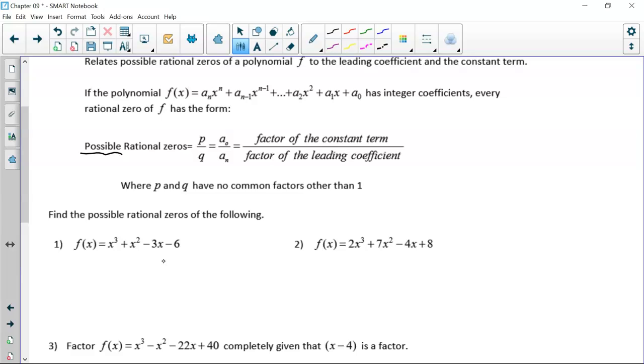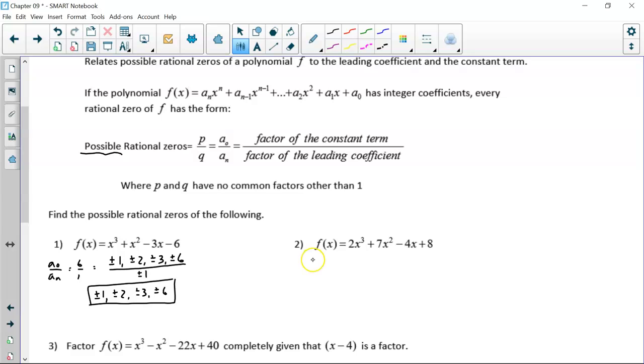So looking at problem number 1, find the possible zeros. The constant, a sub 0, over a sub n. The constant is 6, doesn't worry, that's a negative, and the leading coefficient is a 1. So the factors of 6, so plus or minus 1, plus or minus 2, plus or minus 3, plus or minus 6. That takes care of all the possibilities. And the leading coefficient is 1, so plus or minus 1. So our possibles, just divide them by 1. You get plus or minus 1, plus or minus 2, plus or minus 3, plus or minus 6. Those are our possible rational zeros.